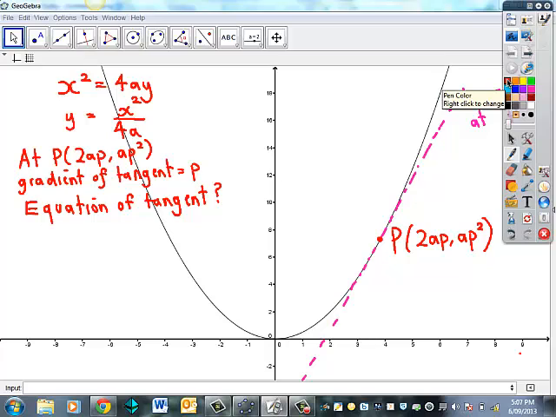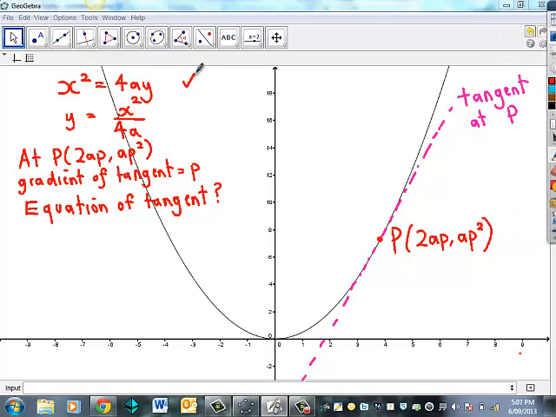So to summarise what we found, if we have a parabola x squared equals 4ay, we can rearrange that to make it into y equals f of x format and differentiate it to find the gradient of the tangent to the curve at the point (2ap, ap squared), and the gradient of the tangent there is p. But what if we wanted to find the equation of the tangent to the curve at the point P?